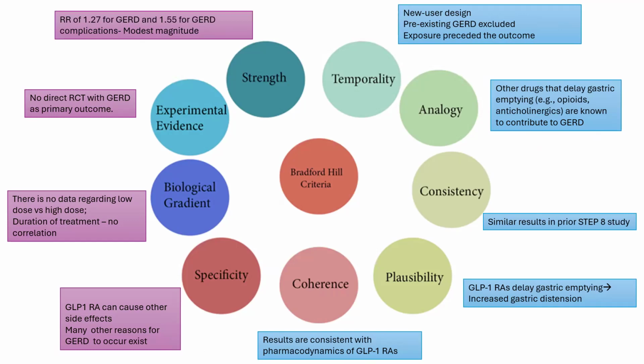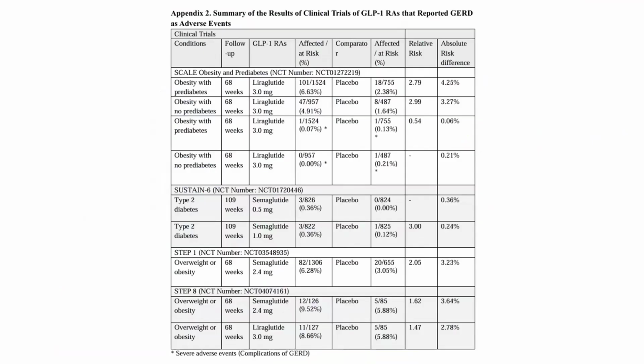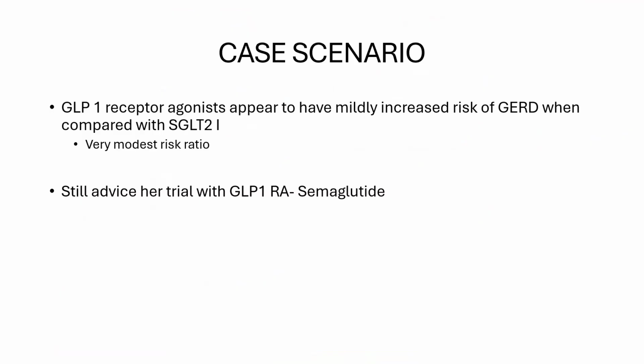So overall, I would say that GLP-1 receptor agonists appear to have a mildly increased risk of GERD when compared to SGLT2 inhibitors. However, it's a very modest risk ratio. So I would still advise my patient to have a trial with a GLP-1 receptor agonist, that is semaglutide.